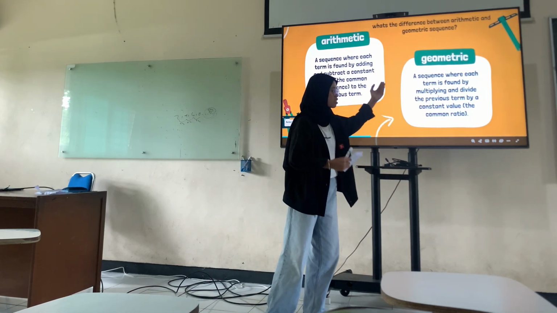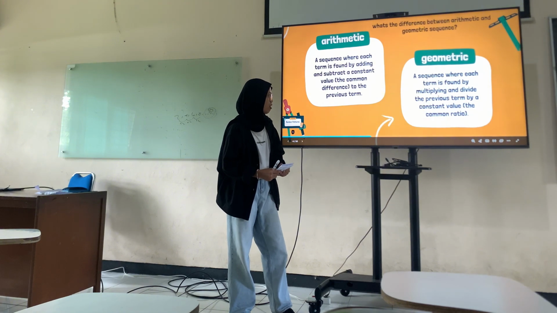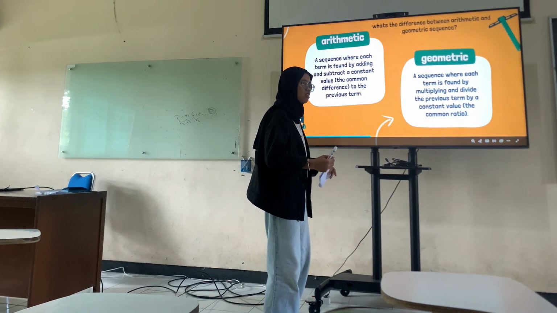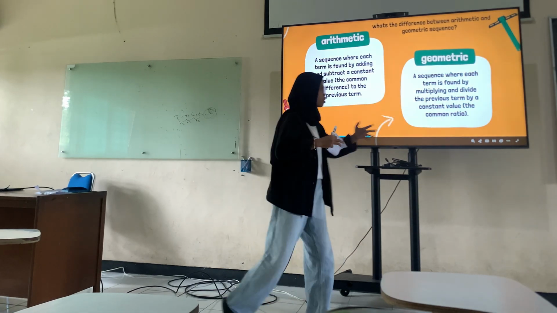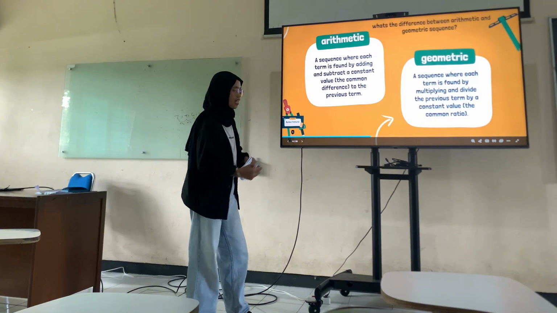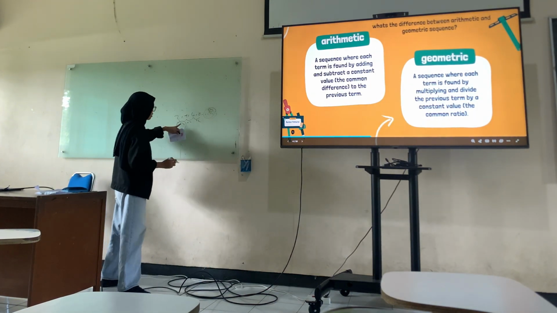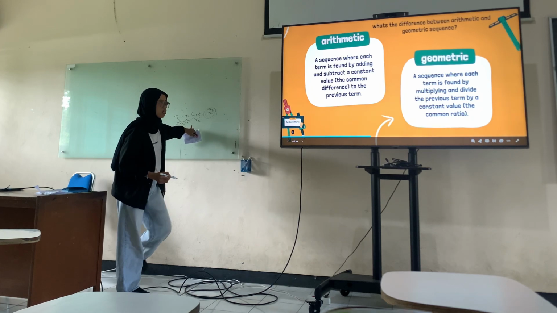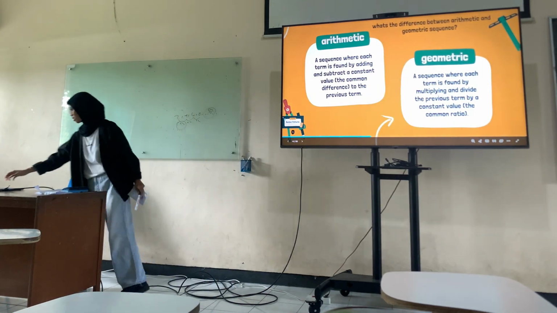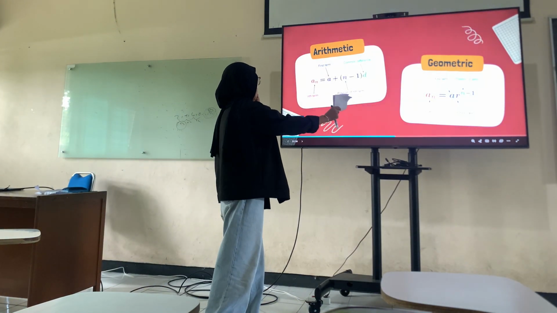In arithmetic, each term is found by adding or subtracting. But in geometric, the definition is a sequence where each term is found by multiplying or dividing. When you find that the pattern in the number pattern is multiplying or dividing, of course you have to use geometric. But when you find that each term is found by adding or subtracting, you have to use arithmetic. For example, here the pattern is found by adding, right? So you have to use the arithmetic formula. To make it clearer, here are the formulas of arithmetic and geometric.